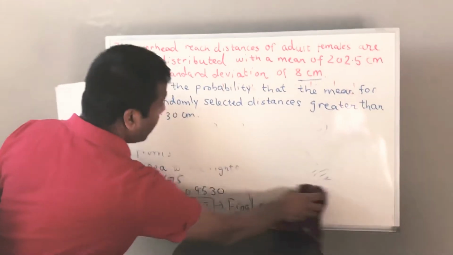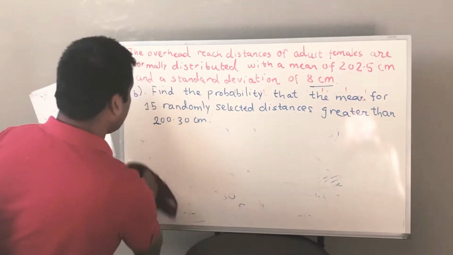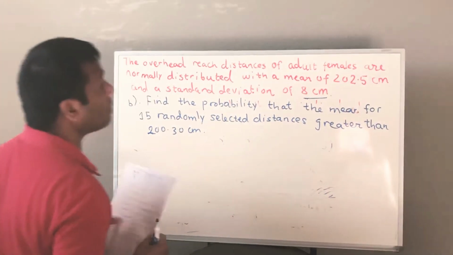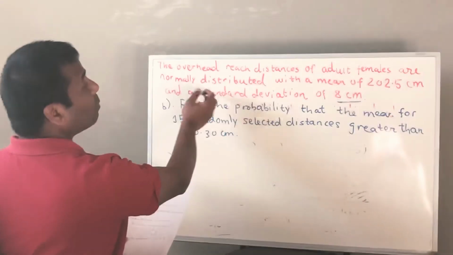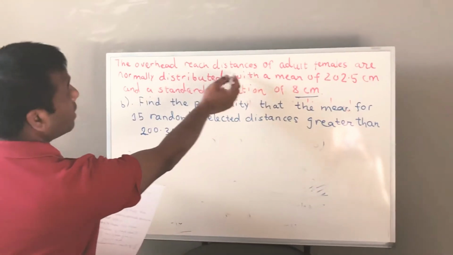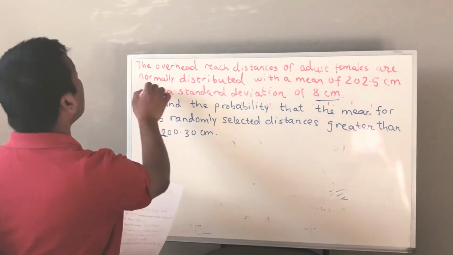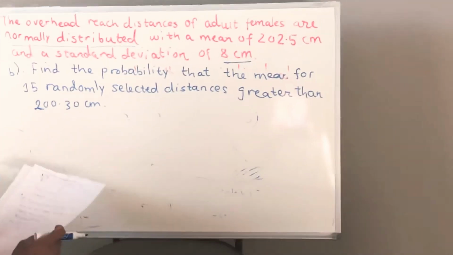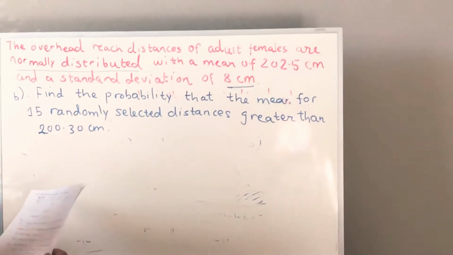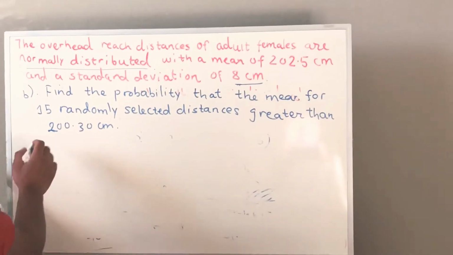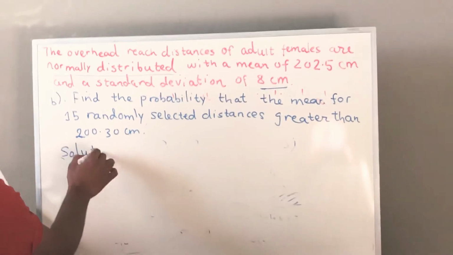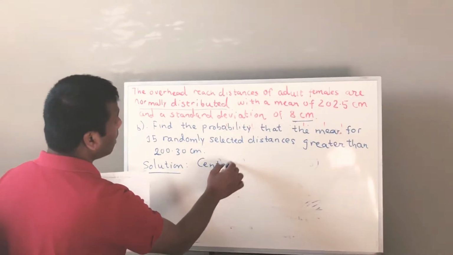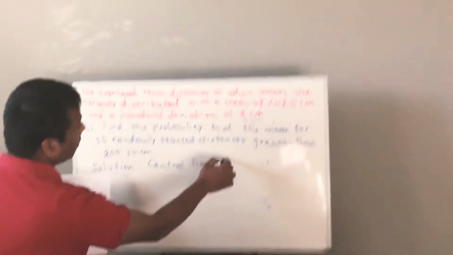Okay, so to find the solution of the second part, we have to know about the central limit theorem. Note that the population here, the overhead reach distances of adult females, is normally distributed. So the population is normally distributed, so we can apply the central limit theorem. According to the central limit theorem, let's do the solution here.